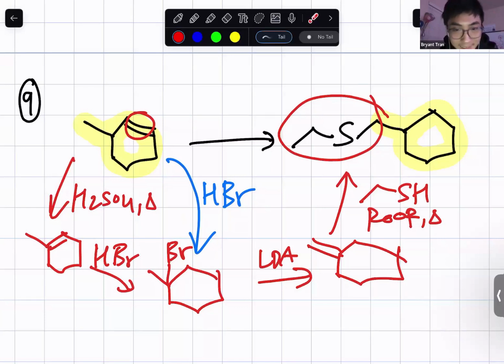H2SO4 and HBr in the same synthesis is funny. Yeah, HBr, H2SO4. Yeah. But both routes would work.